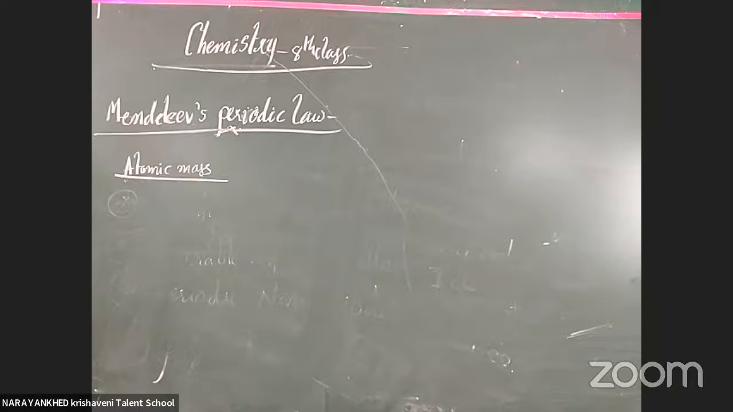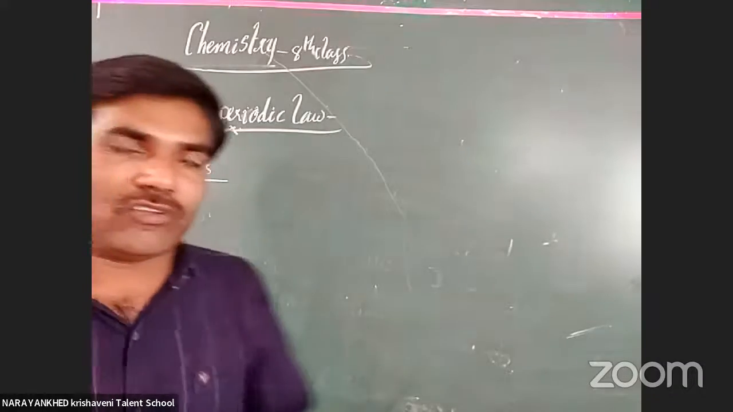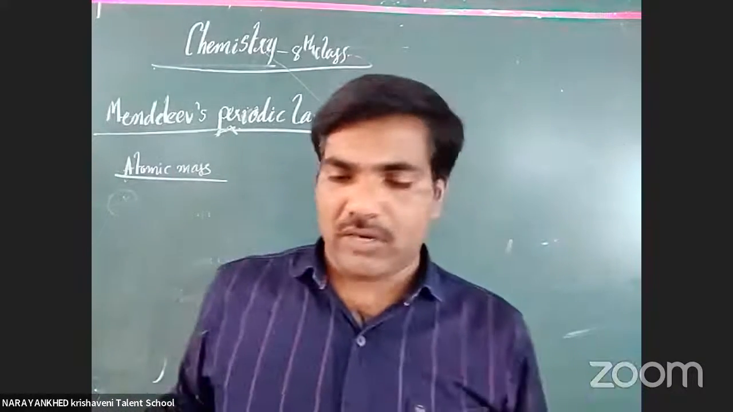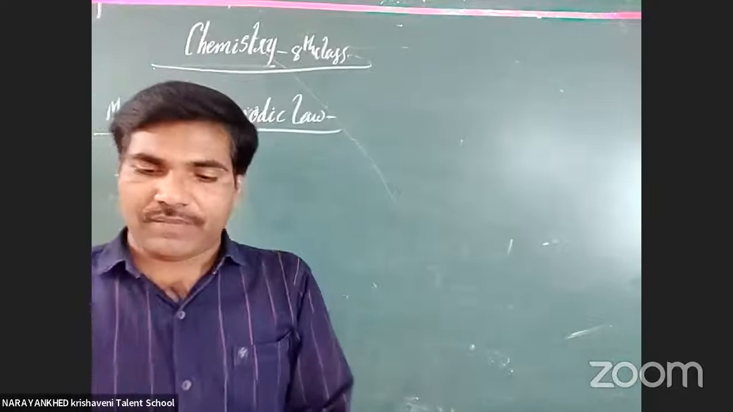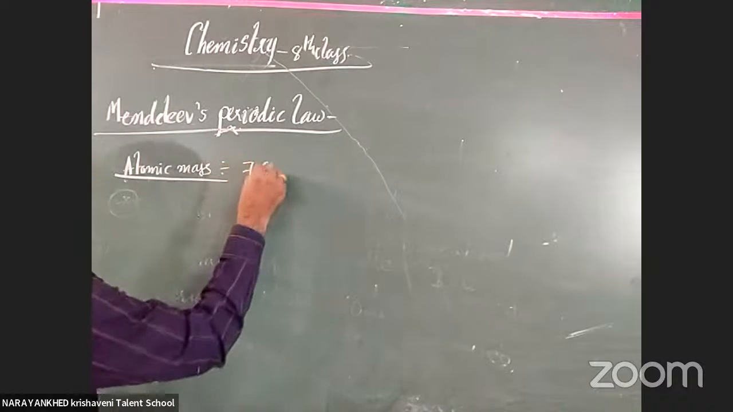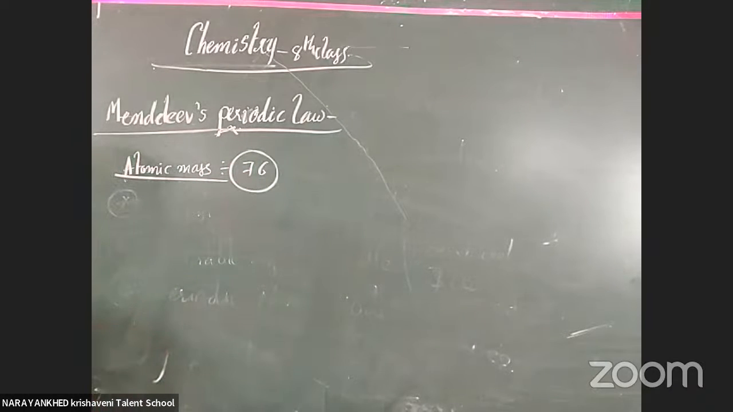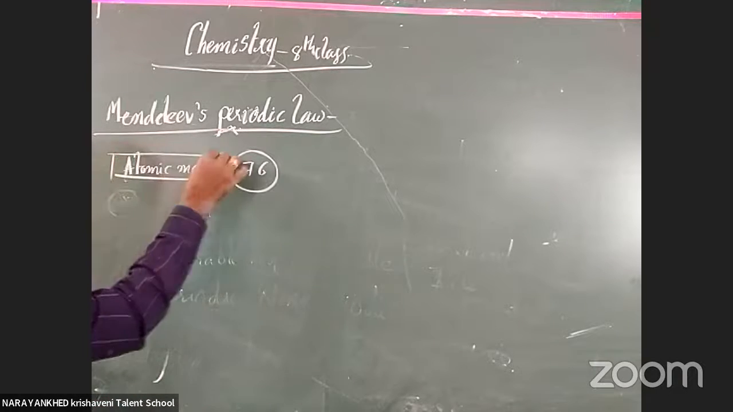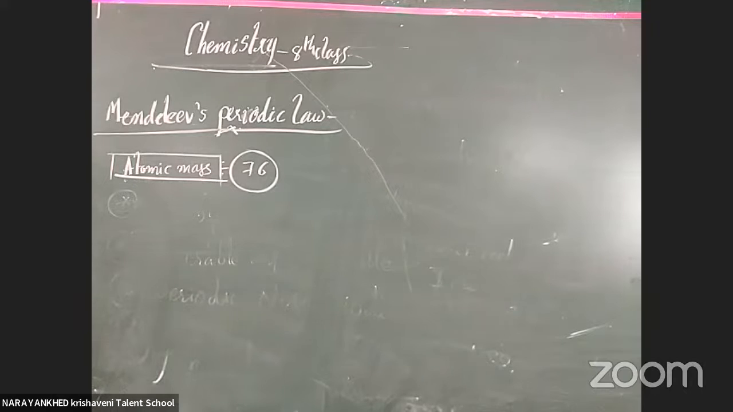The physical and chemical properties of elements are a periodic function of their atomic masses. Depending on the atomic masses, the periodic properties change. Got it or not? That is what we considered for Mendeleev, and he gave a periodic table of a total of 76 elements. This is about the Mendeleev periodic table. Clear or not, all the students?